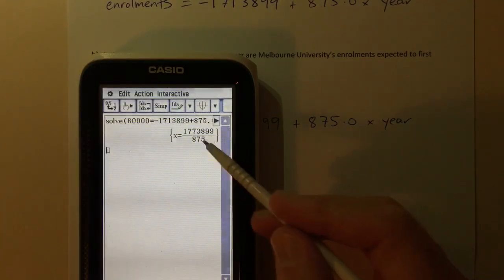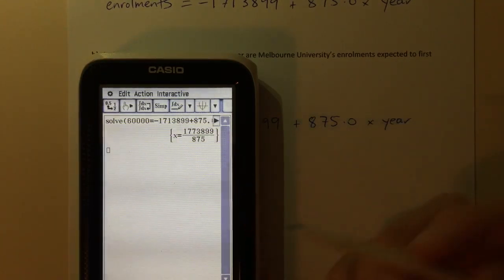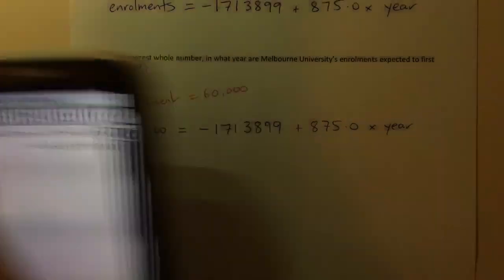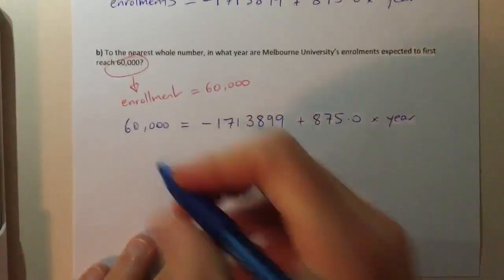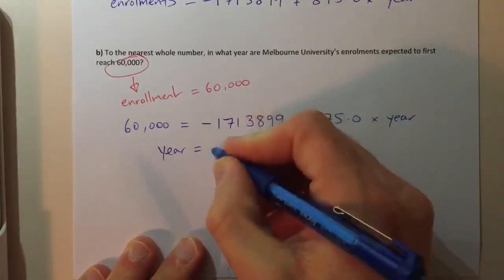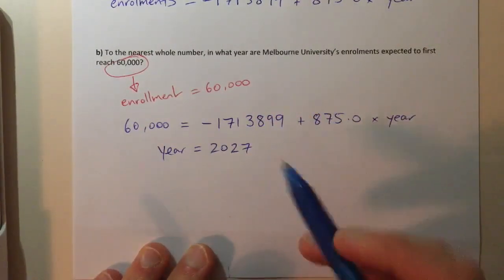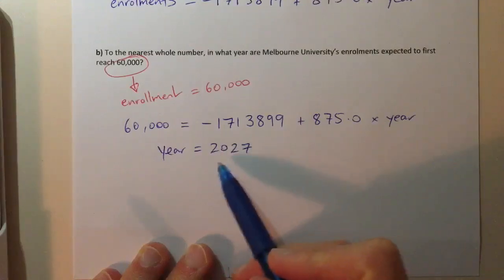I've got the calculator in standard mode. That's not really a useful answer in terms of what year that's going to be. So if I pop that into decimal mode and just redo the calculation, all right, 2027.3. So we get year equals 2027. Well, 0.3 is not much good to us, so it's just going to occur during 2027.